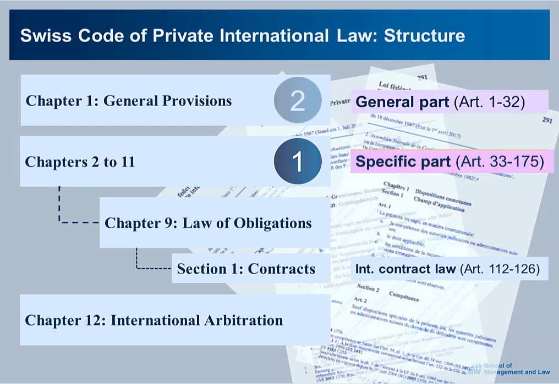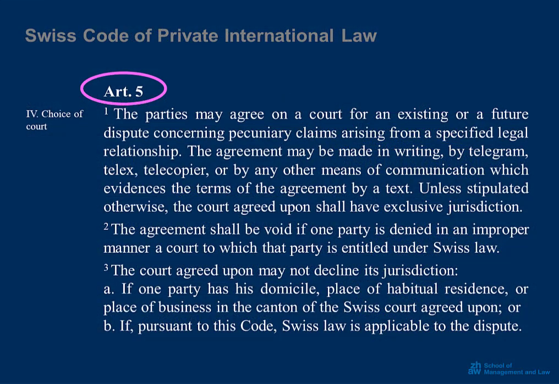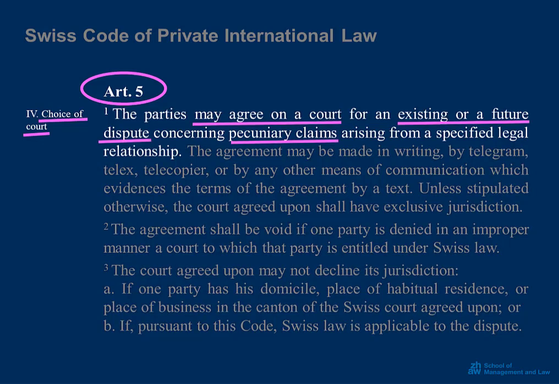But let's check the general part. Let's check whether we can find any provisions in the general part that could change something about that outcome. In the general part, we find Article 5, entitled Choice of Court. According to Article 5, Paragraph 1, first sentence, the parties may agree on a court for an existing or a future dispute concerning pecuniary claims arising from a specified legal relationship. So there is always that option of a choice of court by the parties.